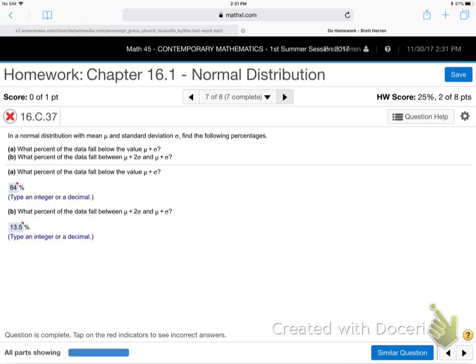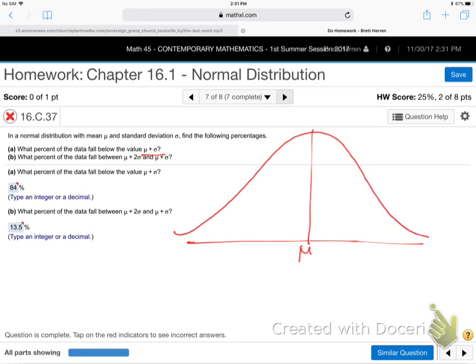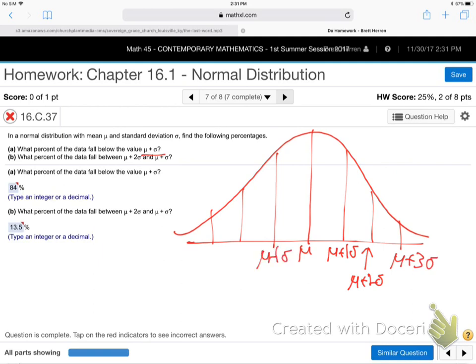Okay. Normal distribution, mu, standard deviation sigma. What percentage of the data fall below mu plus sigma? Well, normal curve every time, pretty much. So put the middle. Here's mu. 1, 2, 3 jumps to the right. 1, 2, 3 jumps to the left. Mu plus 1 sigma, mu plus 2 sigma, mu plus 3 sigma. Mu minus 1 sigma, mu minus 2 sigma, mu minus 3 sigma.